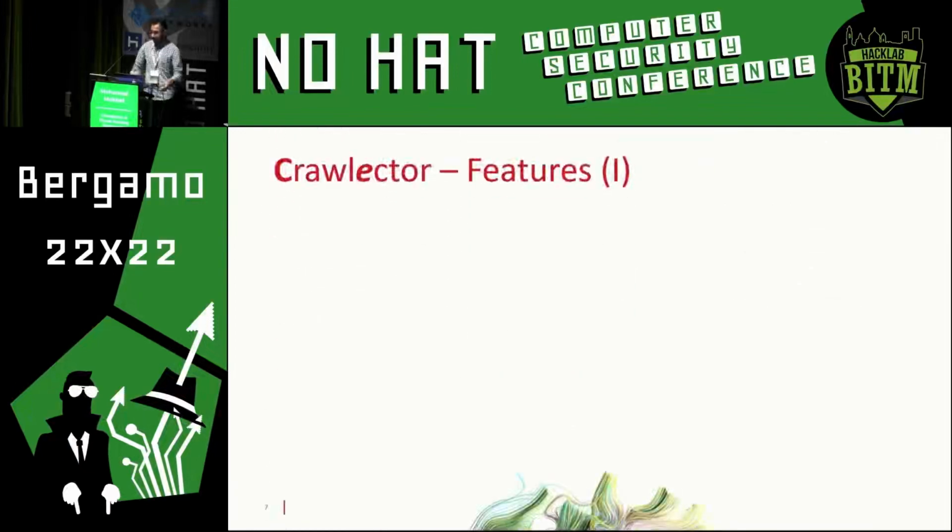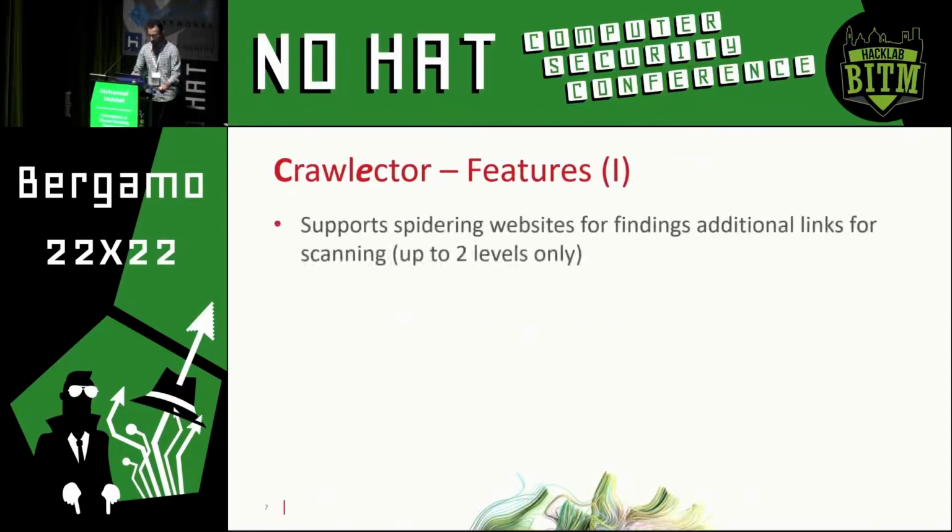So what does it consist of? Some of the features: first, it supports spidering. You have to keep in mind the difference between those two words, crawling and spidering. Spidering is restricted to finding additional links on the page that you're scanning. Crawling consists of actually scanning whatever list of pages you give it, irrespective of being restricted to that same origin page. It's a design choice that I'm restricting it to only two levels, and this is for performance reasons. You will see later what I mean by that.